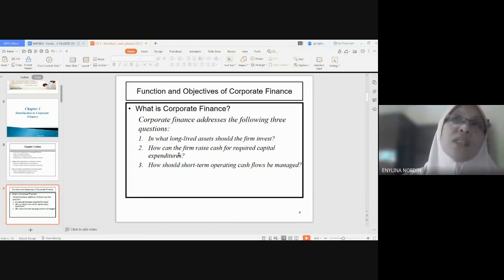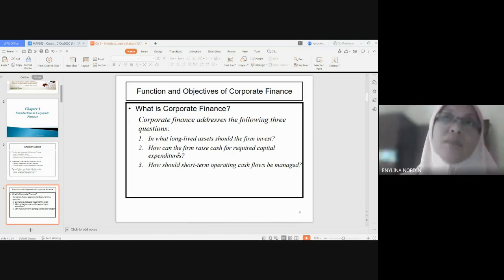The second question that you have to answer, now you have decided to buy a new house, so how are we going to finance this new house? So that is what the company should do lah. How can the firm raise cash for required capital expenditure ataupun for the investment? So is the company going to borrow money from the bank, or is the company going to issue shares or issue debentures in order to get funds from the public? So that they can make use of that fund or cash to finance that new asset. Right, that is for the long term investment decision, which involves the financing decision and also the investment decision.